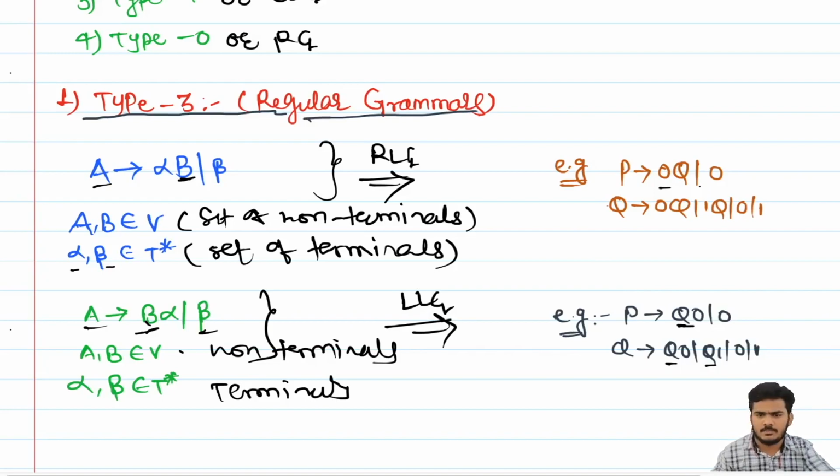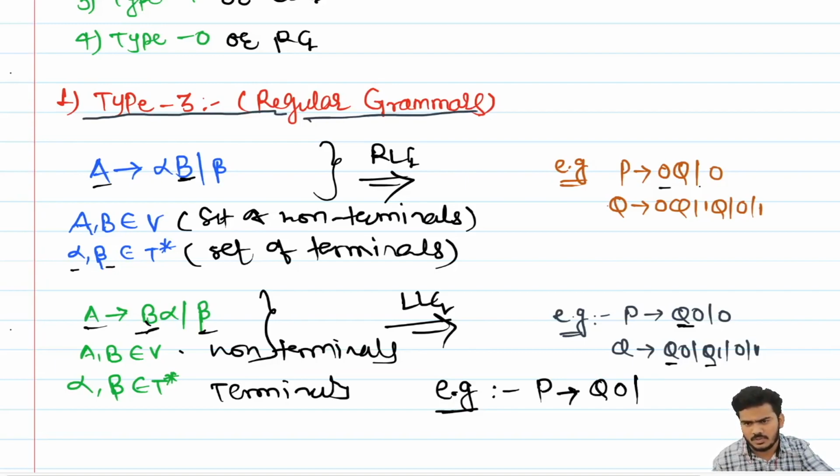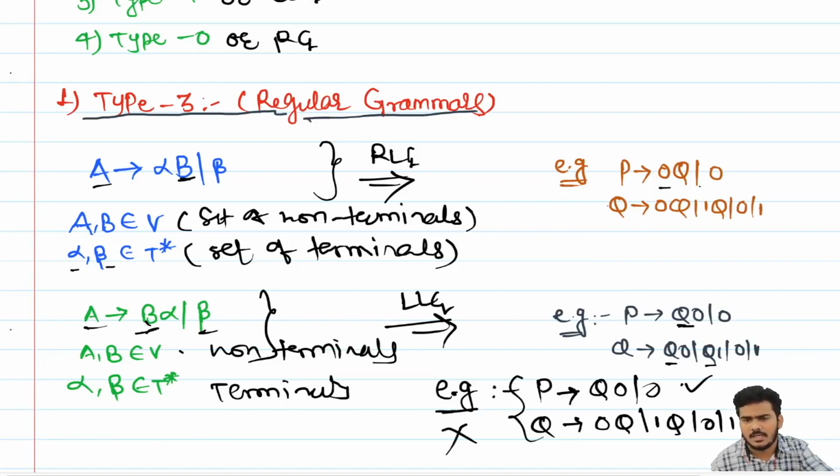Suppose we take one more example and let's see what is the type of this grammar, whether it is left or right. Okay, so I am writing the production like P produces Q0 or 0, and Q is producing 0Q or 1Q, so 0 or 1. So is it a left linear or right linear grammar? We cannot say that based on one production, that this one is left linear grammar and this one is right linear grammar, because we have to consider all the productions available in that particular grammar. So basically we can say that this is neither a left linear grammar nor a right linear grammar.